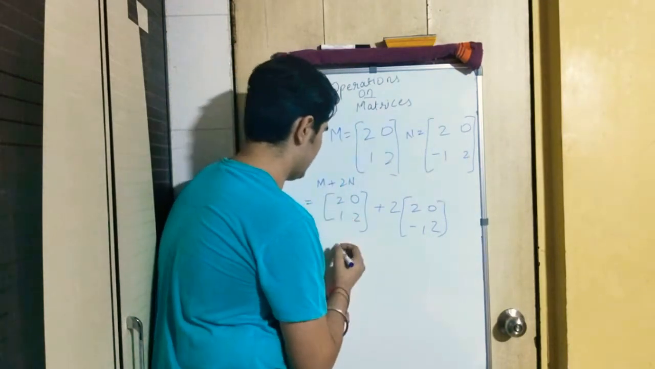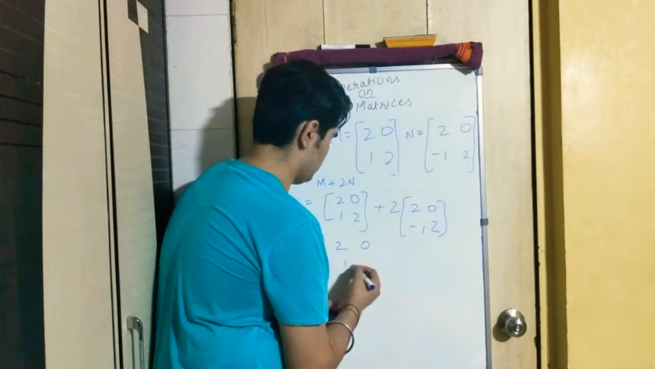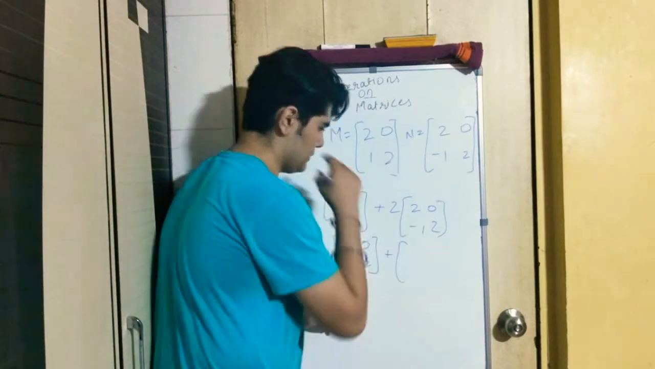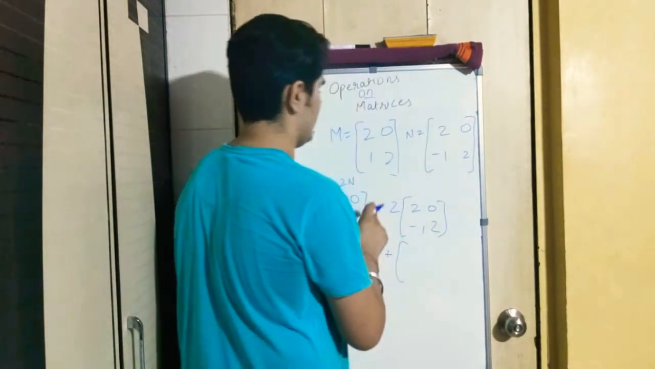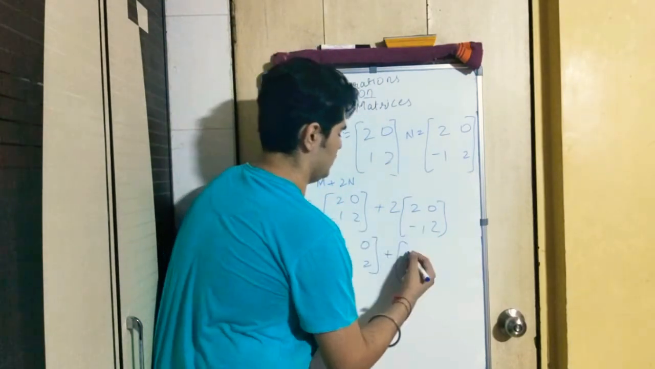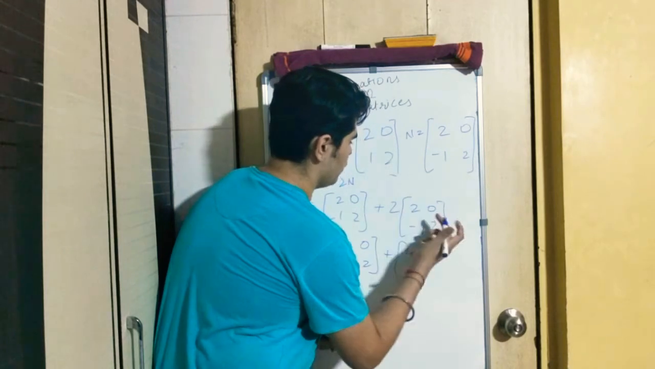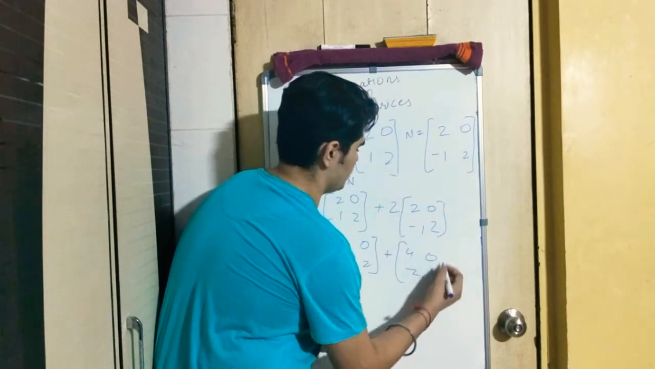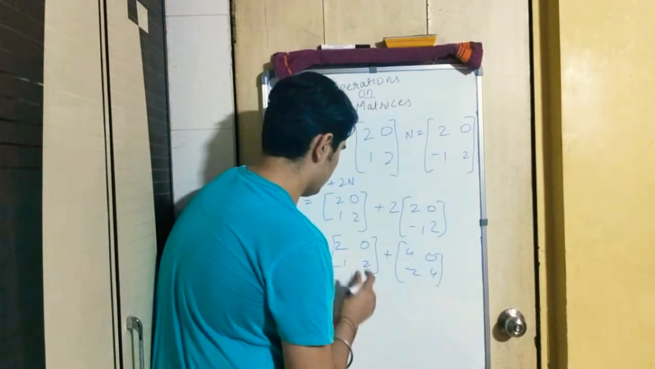So we keep this matrix as it is, 2, 0, 1, 2 plus. We multiply 2 inside, the sign remains as here. You don't multiply the sign inside, just the number. 2 into 2 is 4, 2 into 0 is 0, 2 into minus 1 is minus 2, 2 into 2 is 4. So we add the two matrices.